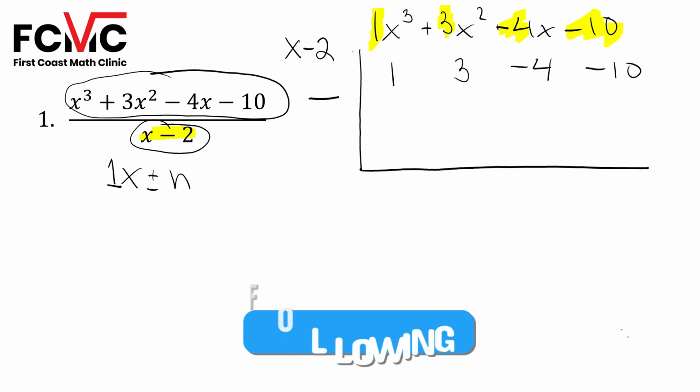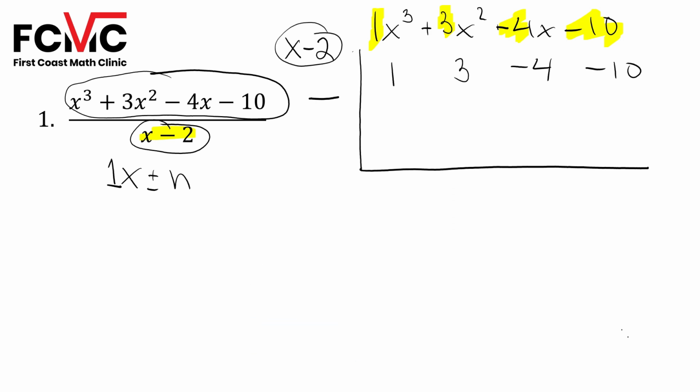And we want one term on the outside. And we're going to get that from our x minus 2. And that term is whatever makes that x minus 2 equals 0. So let's add 2, and we get x equals 2. So that 2 is going to go right here.